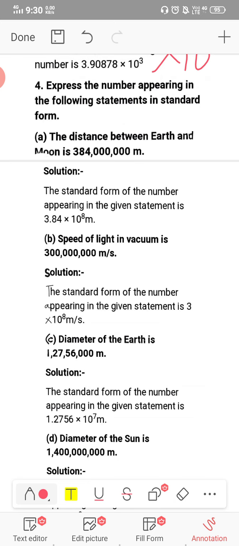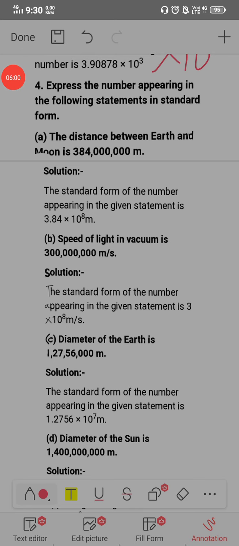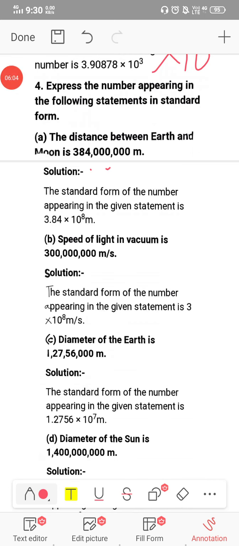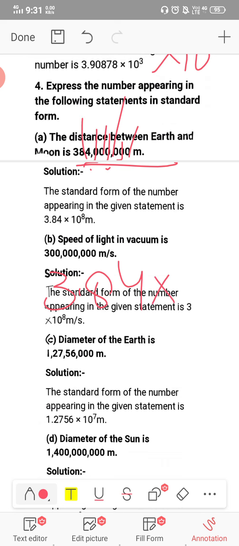Express the number appearing in the following statement in standard form. The first is the distance between earth and the moon is 384 crore meters. So the standard form for this is 3.84. Now count the numbers 1, 2, 3, 4, 5, 6, 7, 8. 3.84 into 10 to the power 8. When there are digits, then we will write them. If there are no digits like 1, 2, 3, 4, if there is only 0, then we will remove the 0 and write it 3.84 into 10 to the power 8.